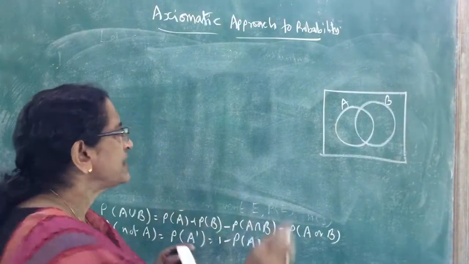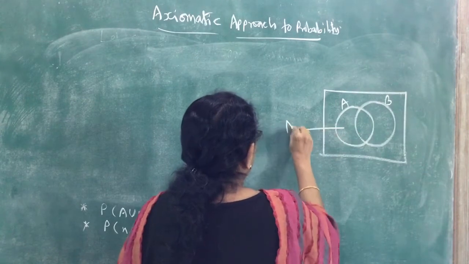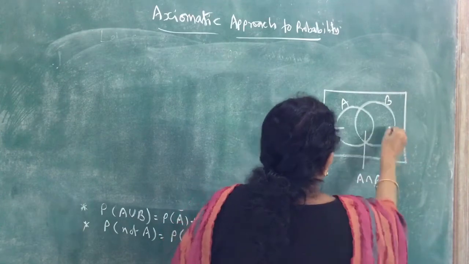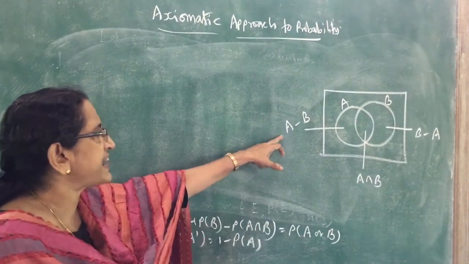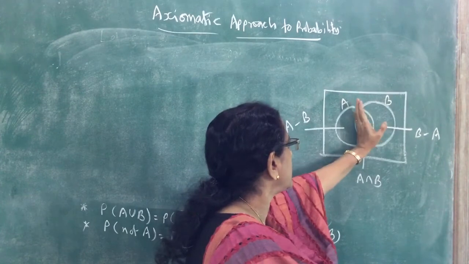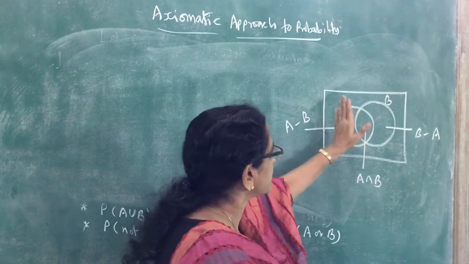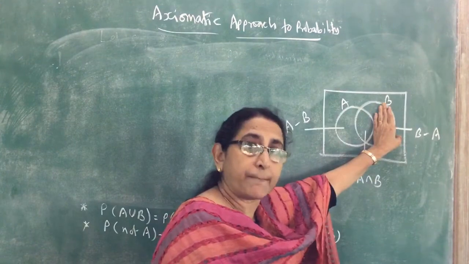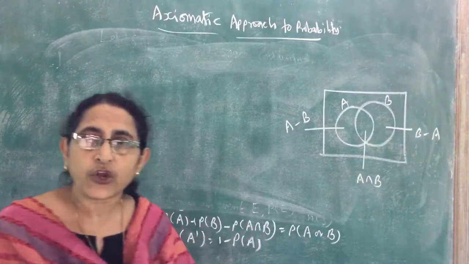Consider the Venn diagram. Here this is A, this is B, and we know this part is called A minus B, this part is called A intersection B, and this part is called B minus A. A minus B means elements in A but not in B. That means from A, the common part with B is removed. Similarly this part is called B minus A, elements in B but not in A. And this is the common part, A intersection B. That we know, that Venn diagram.